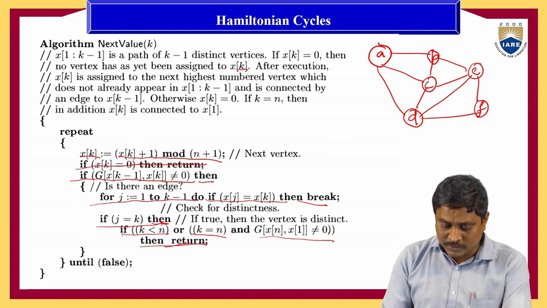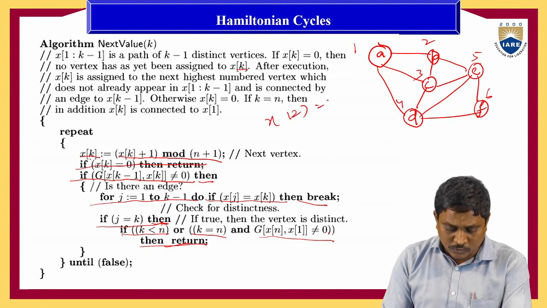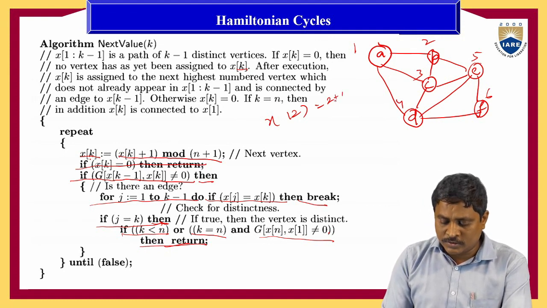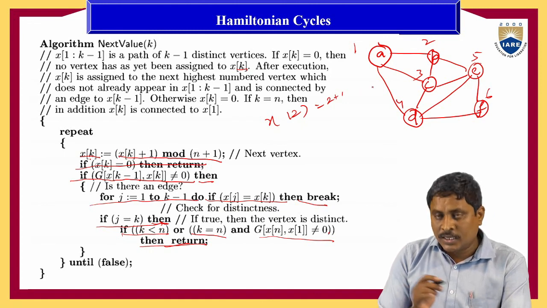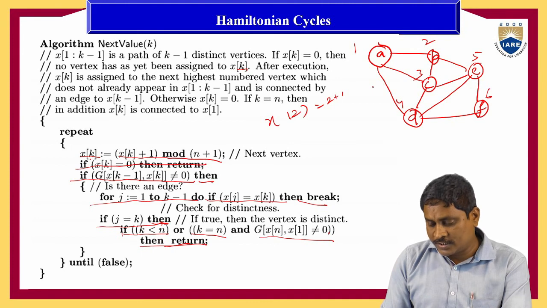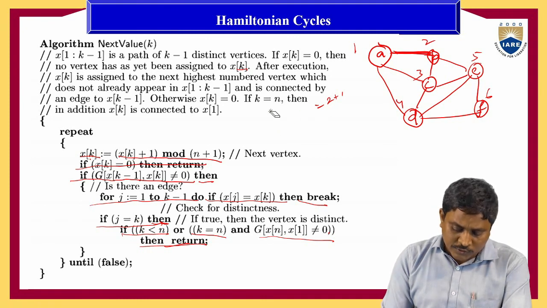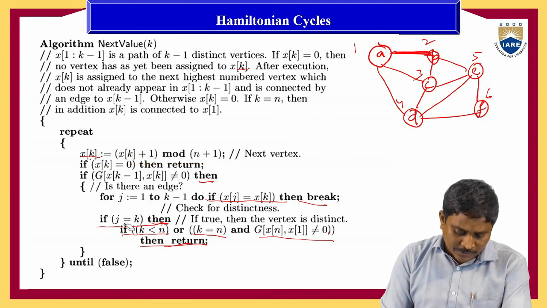Now here we see that this is the first one, this is the second one, third one, fourth one, fifth one, sixth one. Here x of 2 equals x of 2 plus 1, x of k means 2, so 2 plus 1 mod n plus 1. 2 plus 1 means 3. 3 mod n plus 1: n means totally 6, and 6 plus 1 is 7. 3 mod 7 means we get 3. That means we choose this B as the second vertex. So like that we choose the second vertex by using this formula.